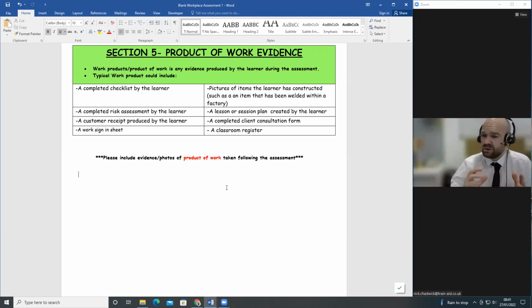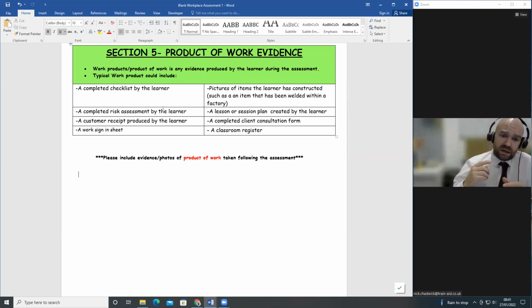Let's have a look at some examples of a work product. This could be a completed checklist by the learner, so you are perhaps observing your staff member completing a checklist. Another one could be a risk assessment conducted by the learner. They may have a clipboard, they might be looking at a vehicle and ticking off some of the risks, perhaps. They could be doing something like that.